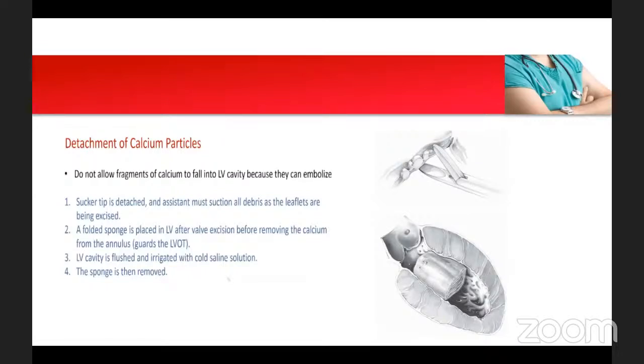Another way is to use a folded sponge and place it in the LV after valve excision, before removing the calcium from the annulus, to guard the LVOT. The LV cavity is then flushed and irrigated with cold saline solution, and then the sponge is removed.